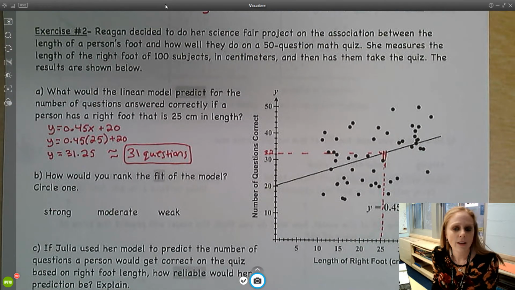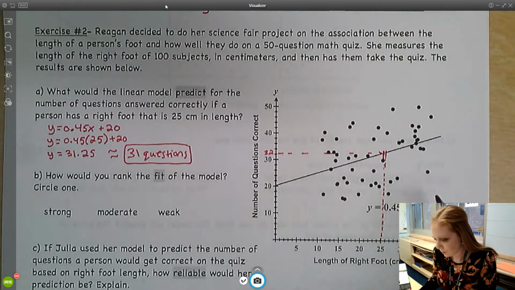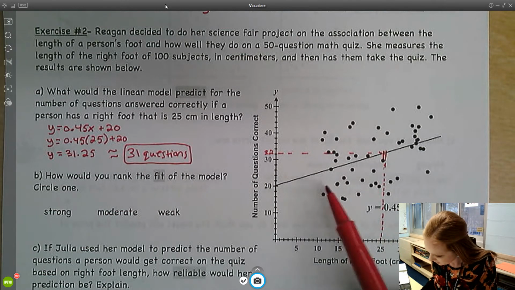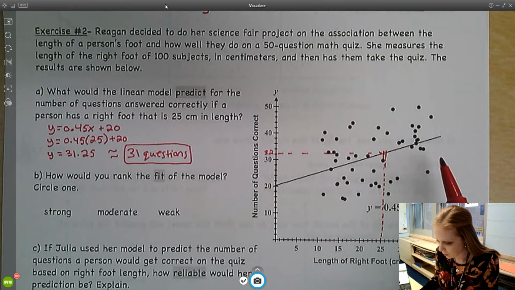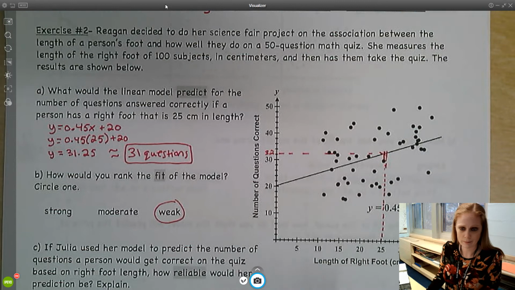How would you rank the fit of this model? Circle one. Okay, so let's see. The dots, they're pretty spread out. It's definitely not strong. They are headed in that upward direction, but I would say this is pretty weak. Could say moderate, but I'd say that's pretty weak.